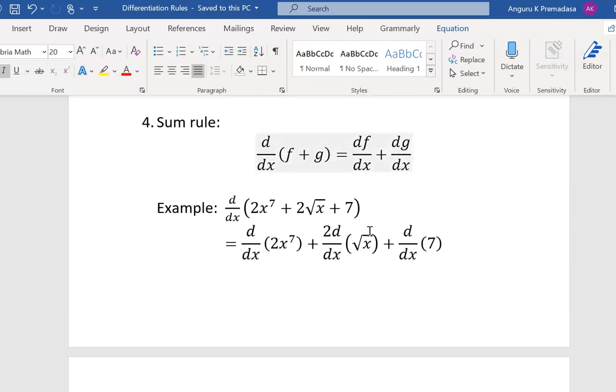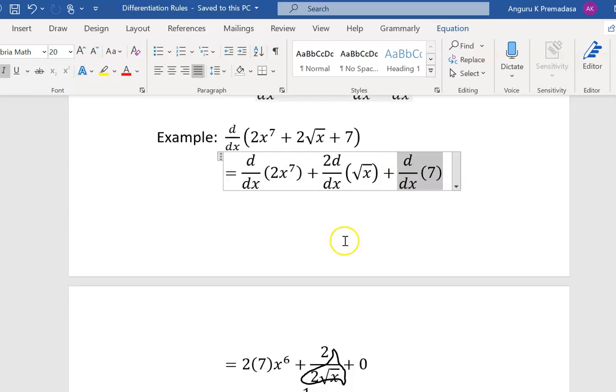And the sum rule is that if you have a sum of several functions, right? If you want to find the derivative of the sum, all you need to do is to take each piece and find the derivative. So if you take this sum, take the first one, well, then it's the derivative of this plus the derivative of this, right? Okay, and that you can take the 2 outside there, and the derivative of 7. Well, the derivative of 7 of course is 0, right?